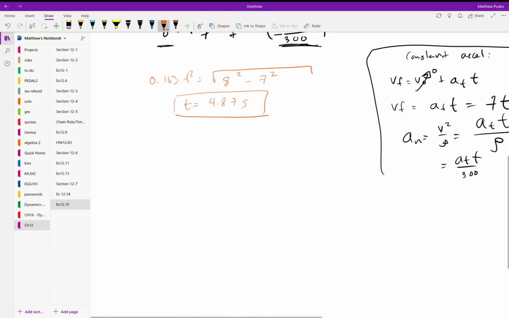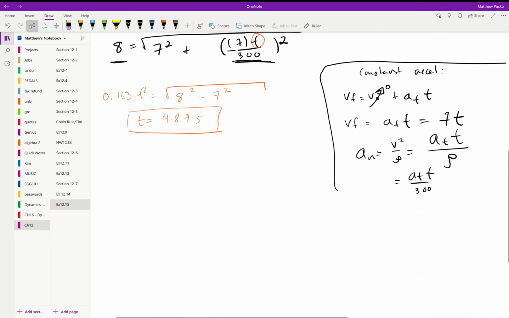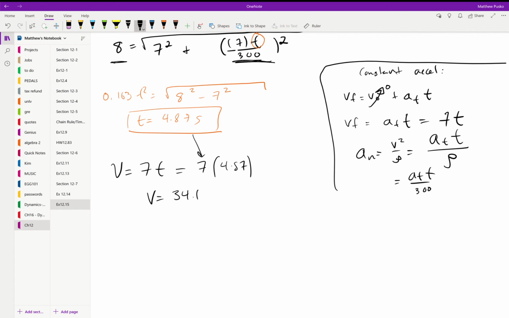Alright, one more thing, it asked what the velocity was then. Well, we can go back to the fact that the velocity was equal to 7t, and plug in t. We know the time now. 7 times 4.87 gives 34.1 feet per second, and that's the speed. We didn't have any direction given to us, so I have no idea what the velocity is.